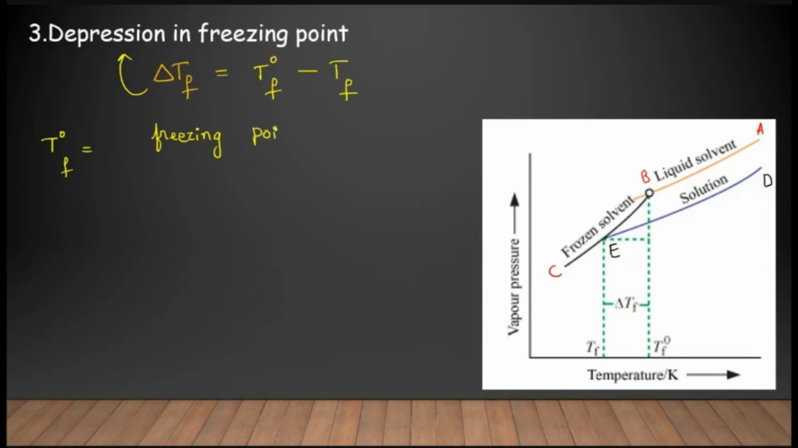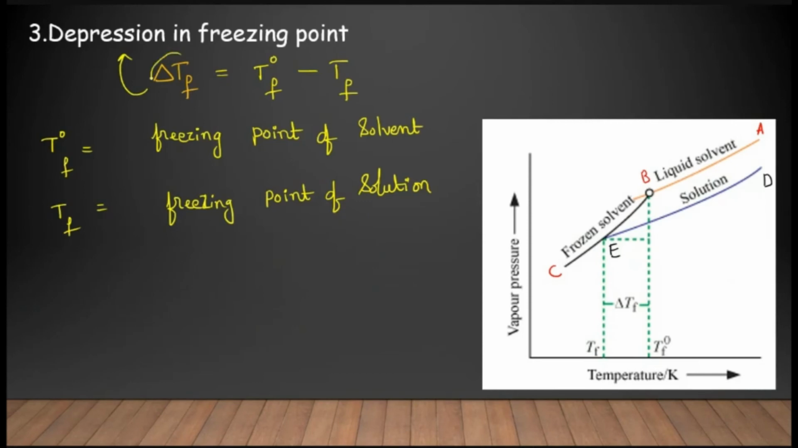Freezing point of solvent. Tf is the freezing point of solution. So delta Tf is the depression in freezing point, or change in the freezing point. The depression in the freezing point depends upon the concentration of the solute in a solution and has been found to be related to molality m by the formula.